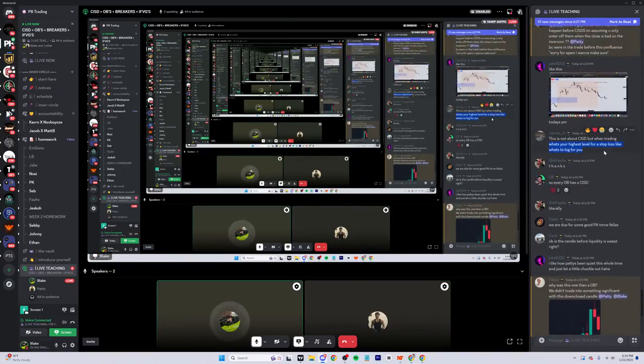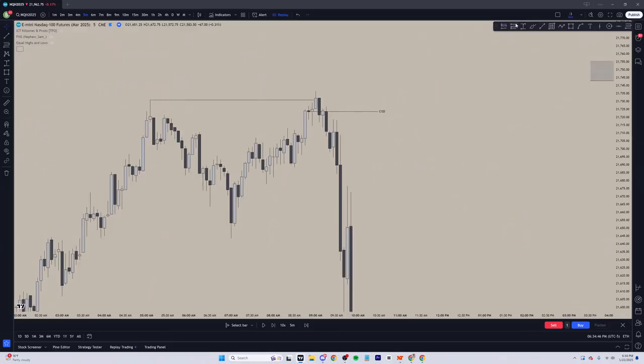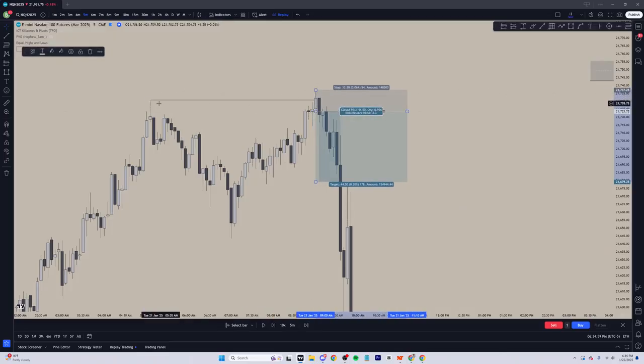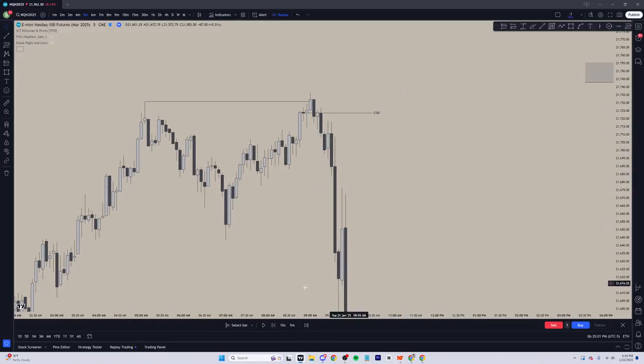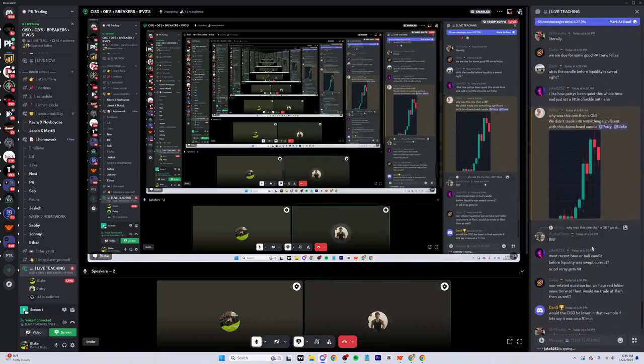It's not about CISD, but when trading, what's the highest level for a stop loss? Like the actual swing. So the highest level for a stop loss, it'll usually be if I'm taking an entry like here, I'll put my stop loss like here, right? Like the wick of the swing high or swing low. That's usually the highest level I'll have it. Or lowest, you know.